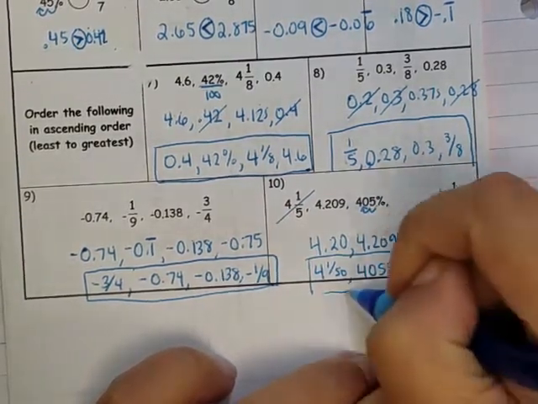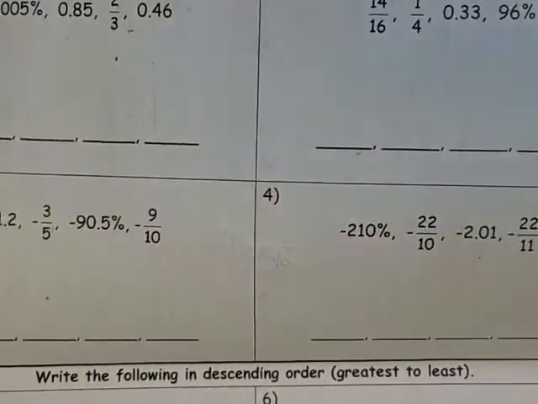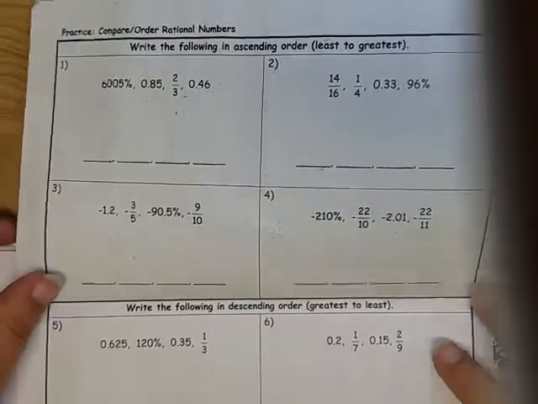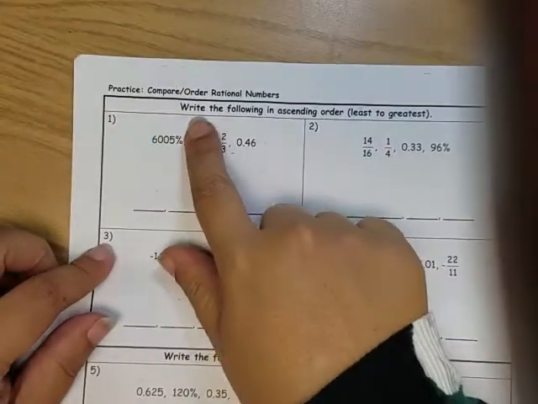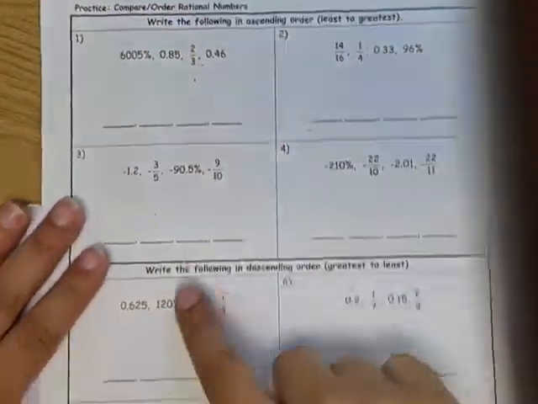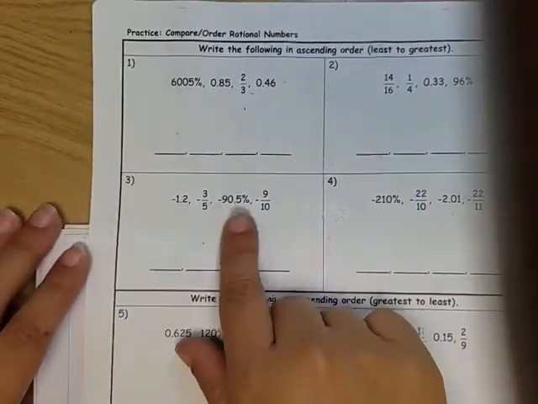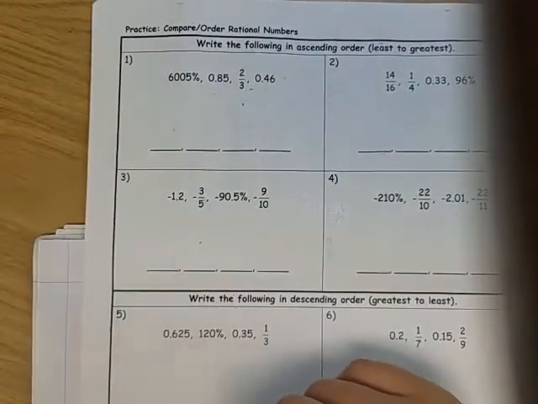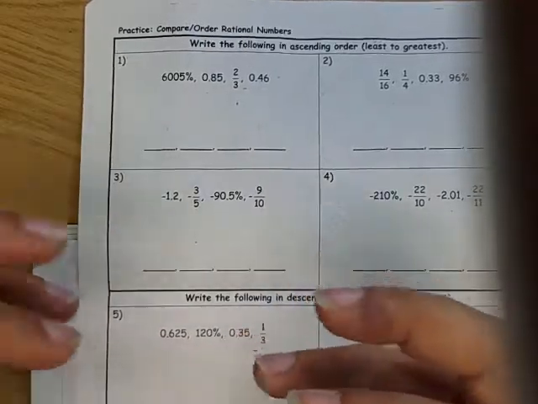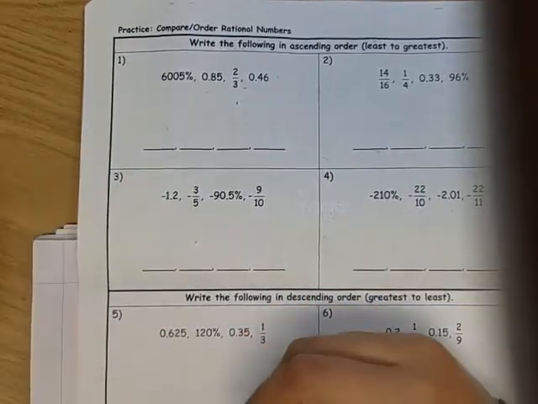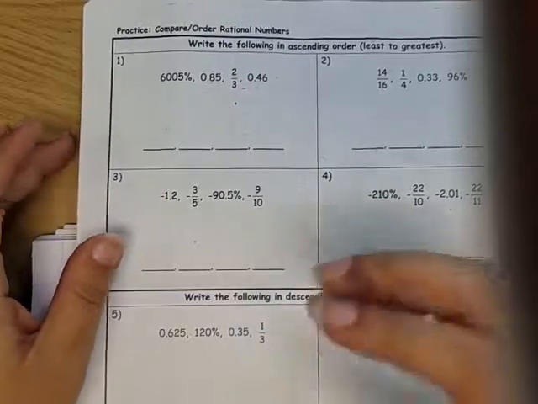Okay. And that's it for these notes. When you open up on the inside, it's just a bigger page of what we just did. Just be careful because it does say write the following in ascending order, but then down here it says write the following in descending order. Just be careful with your negatives. Again, the bigger the absolute value of a negative number, the smaller the value actually is.